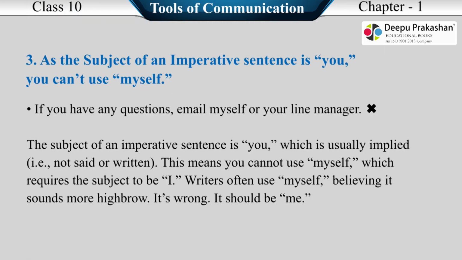3. The subject of an imperative sentence is you. You can't use myself. If you have any questions, email myself or your line manager. Wrong. The subject of an imperative sentence is you, which is usually implied, i.e., not said or written. This means you cannot use myself, which requires the subject to be I. Writers often use myself, believing it sounds more highbrow. It's wrong. It should be me.